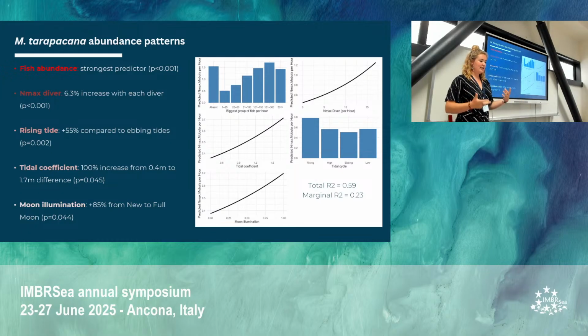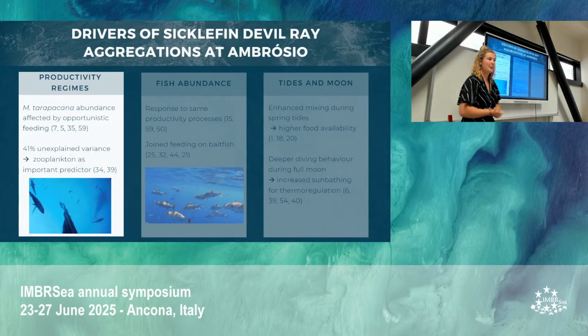Looking at the tidal cycle, we expect the highest Mobula abundance during rising tides. For the tidal coefficient, which is the difference between low and high tide in meters, we expect a 100% increase from the smallest to the biggest tidal coefficient observed, and for moon illumination, an 85% increase from a new to a full moon. Let's look at this a bit closer.